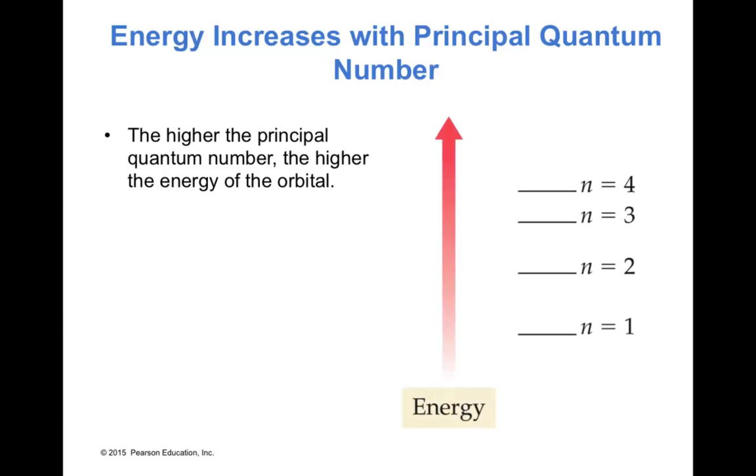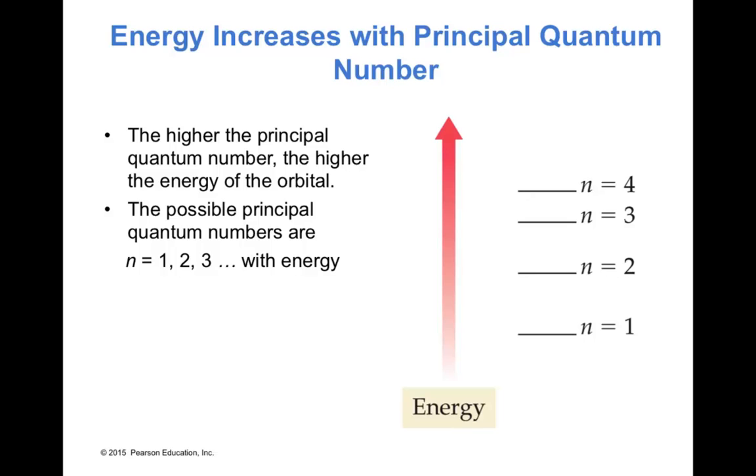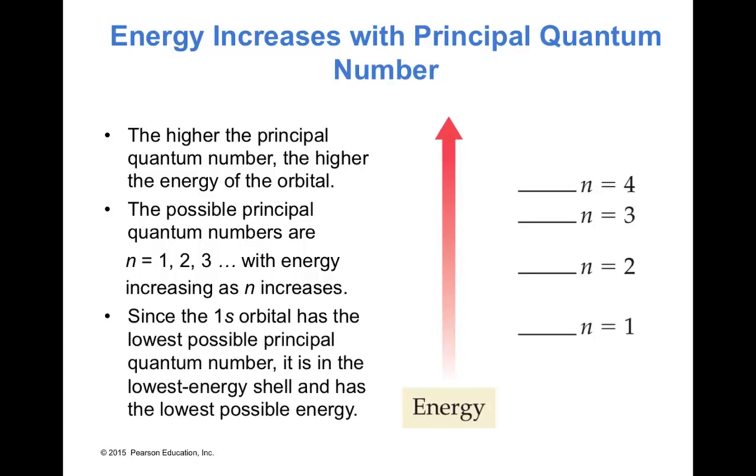The higher the principal quantum number, the higher the energy of the orbital. So here we have a representation of energy increasing from the lowest to the higher number of the principal quantum number. The higher you are, the more energy you're going to have. The possible principal quantum numbers are n equals 1, 2, and 3, with energy increasing as n increases. Since the 1s orbital has the lowest possible principal quantum number, it is in the lowest energy shell and has the lowest possible energy.